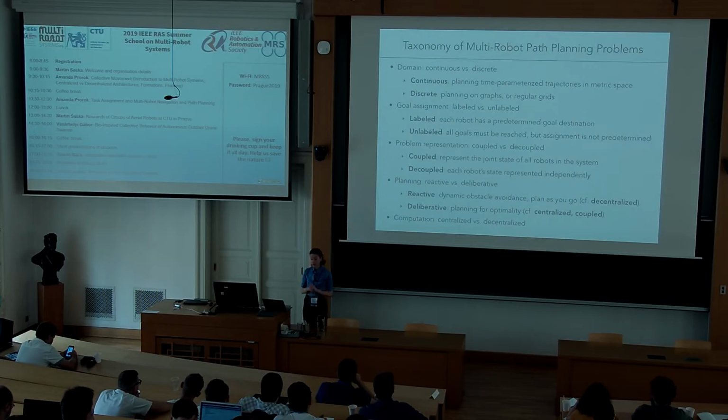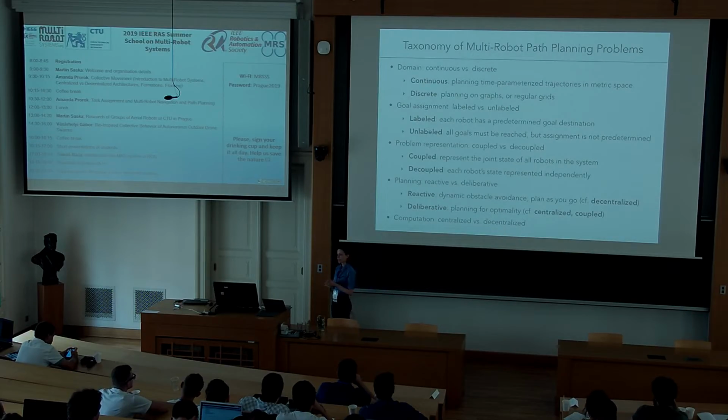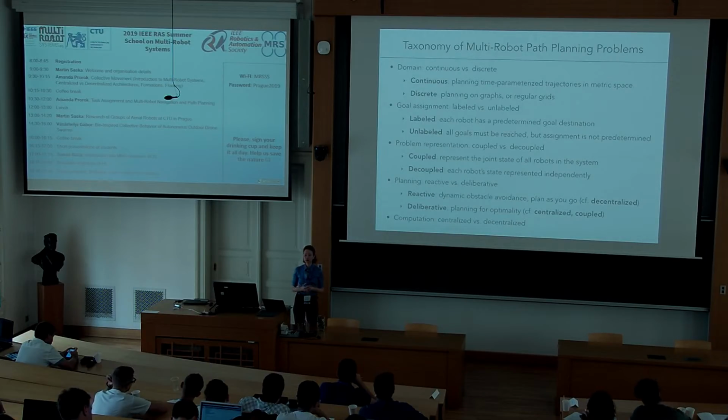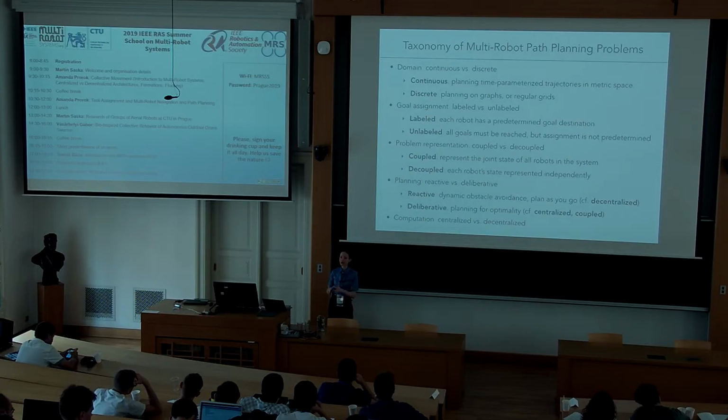So the problem representation can be either coupled or it can be decoupled. And this is another important distinction because it has a lot of implications for the complexity of the solutions that we find to be able to solve these problems. So in the coupled domain, we need to represent the state, the joint state of all the robots. So intuitively, what this means is that if I have 5 robots and they're solving a multi-robot path planning problem, I'm essentially representing this as one robot with 5 actuators, right?